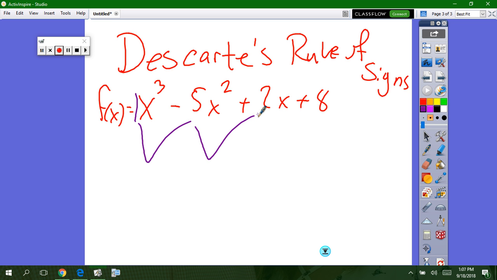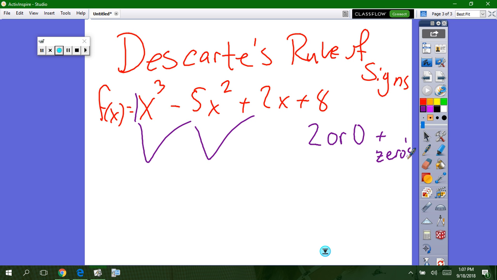Anyway, that's the only time, because right here, do they sign change? Positive to a positive, is that a sign change? No. So how many sign changes were there? 2. So that tells us 2 or 0 positive zeros. Now you might be saying, where does the 0 come in?